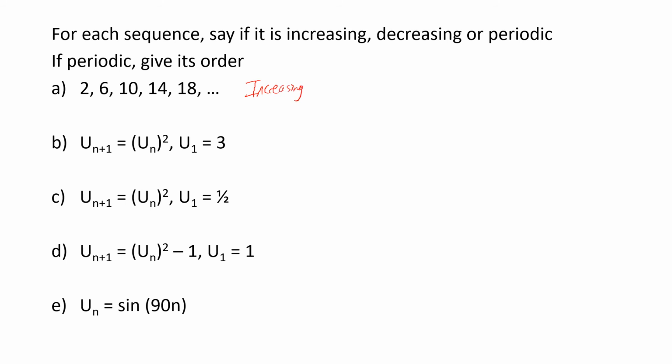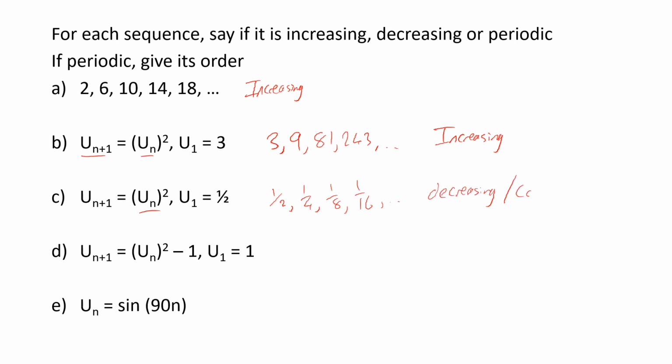For the next ones, we actually need to work out what the sequences are. This starts with a 3, and then the recurrence relation says square the previous term. So 9, and then 81, and then 243, etc. That is an increasing sequence as well. Our third sequence starts with a half, and then squares the previous term. So that would go to a quarter, and to an eighth, and to a 16th. And this is definitely decreasing. It's also convergent because those numbers are getting closer and closer to 0, but that's not what the question asked, just wanted to point it out.